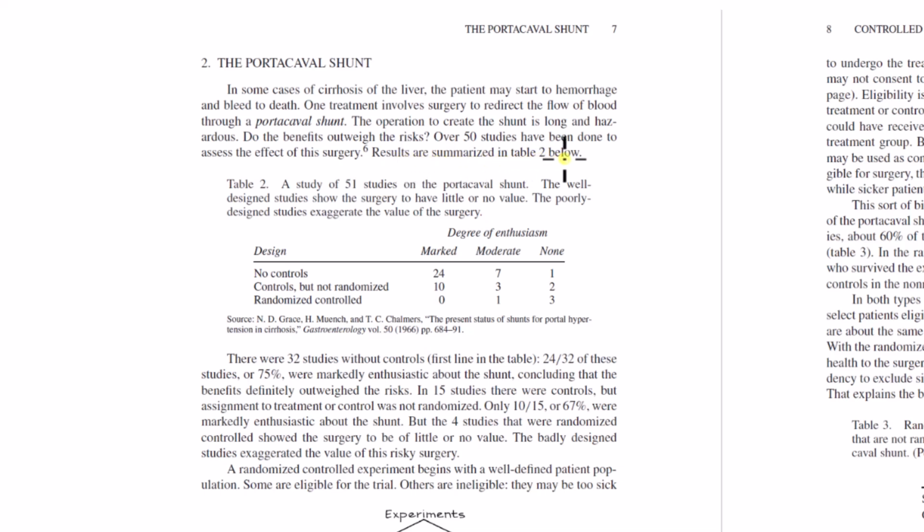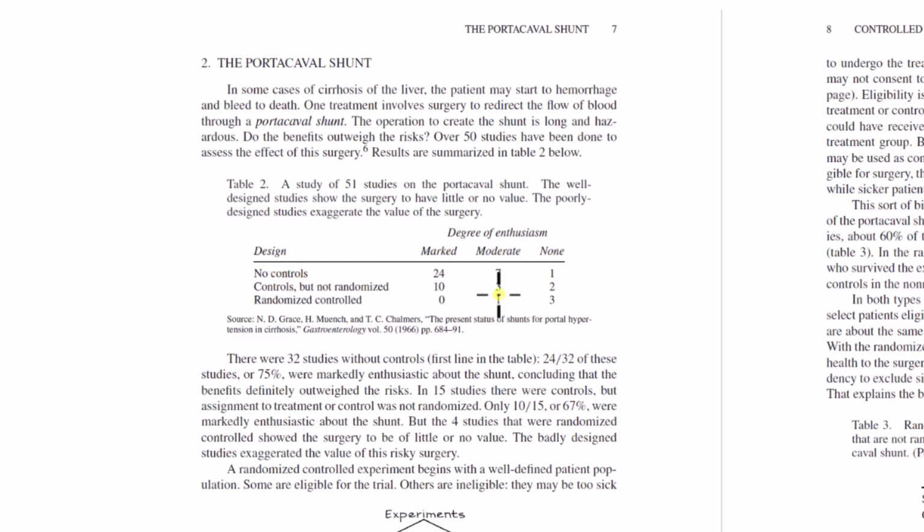Results are summarized in table 2 below. Okay, so we've got 51 total studies here that were analyzed by Minch and Chalmers. And each study is listed based on the degree of enthusiasm, I'm assuming from the doctor or the surgeon, marked enthusiasm, moderate, or none. Enthusiasm talking about, did the resulting benefit of the surgery outweigh the risk of the surgery? These had no controls, right?